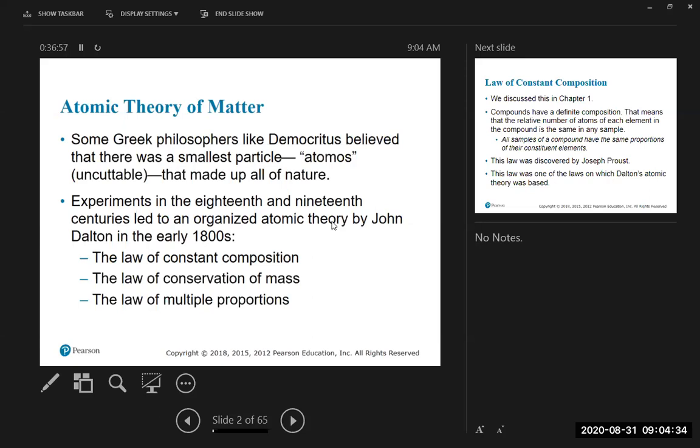In the 1800s, there was a guy named John Dalton who took some of the laws that had been figured out and pieced them together to come up with his idea of atomic theory. Was he right on everything? No, we'll see that he wasn't right on everything, but he had a pretty good idea on some of the things. It served as a first stepping stone for people to figure things out a little bit more.